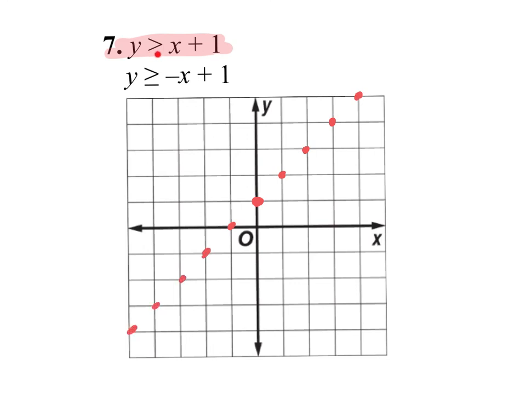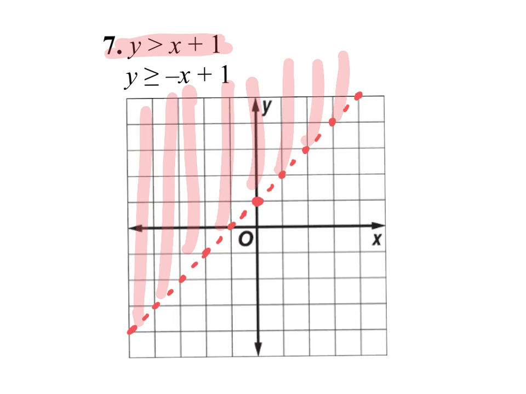We know it's not going to be a solid line because it does not have a solid line underneath it. So I'm going to leave it like that. I'm going to put more dots between the dots. And then I either need to shade above this red dotted line or below this red dotted line. And if we look at the inequality, it says y is greater than. Greater than on the y is above. So I'm going to shade in everything that's above.